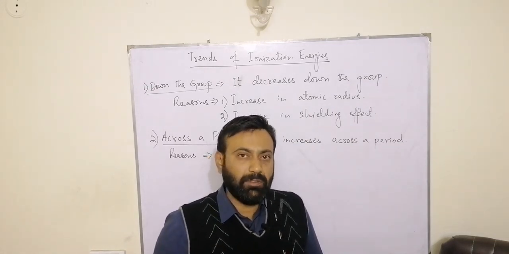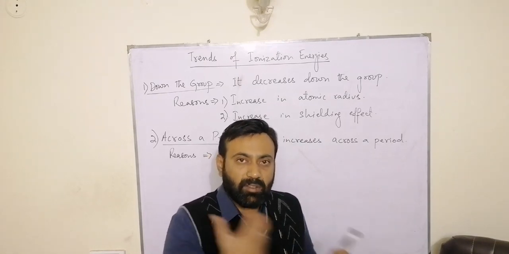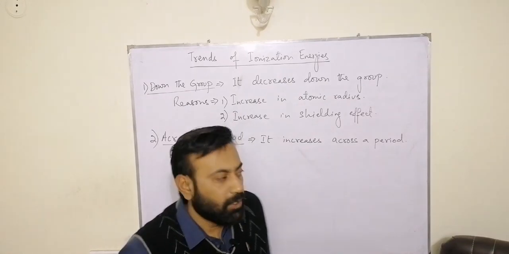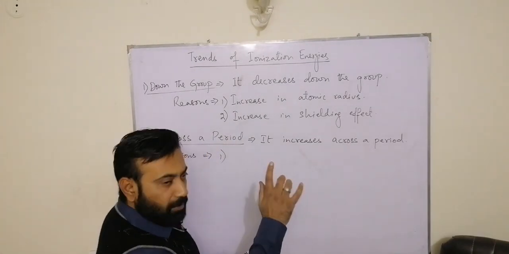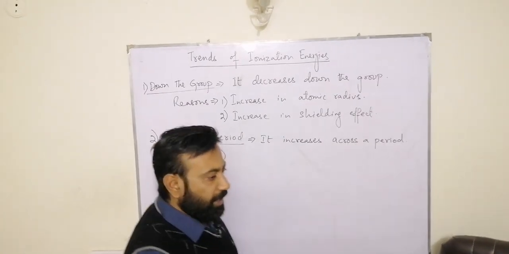When a stronger effective nuclear charge is present, it would require more energy. It would require us to give more energy to the electron to be removed. So this is the reason number one behind the increase in ionization energies across the period.